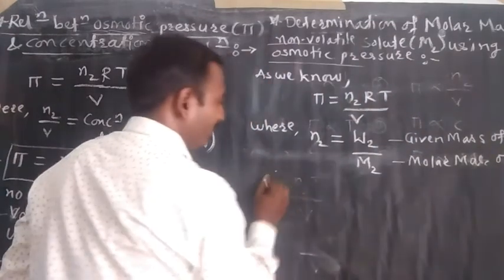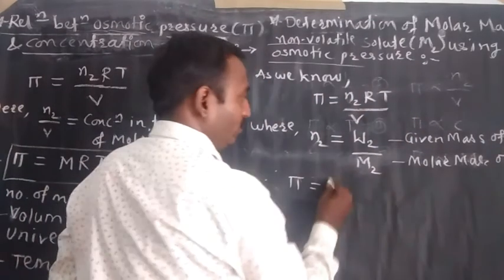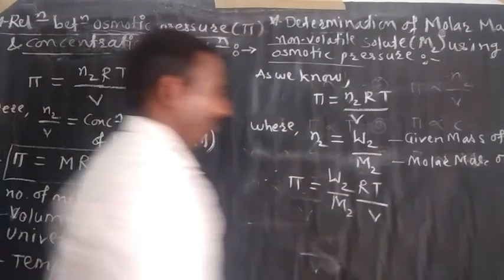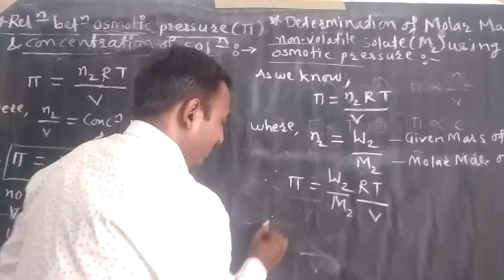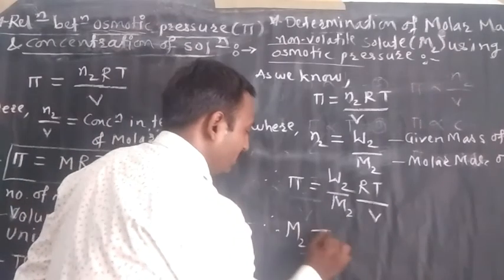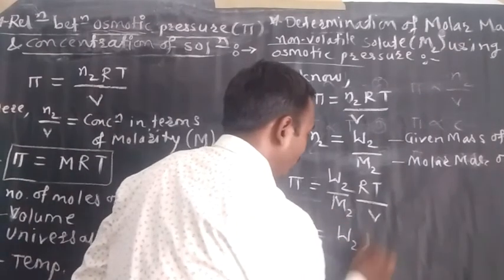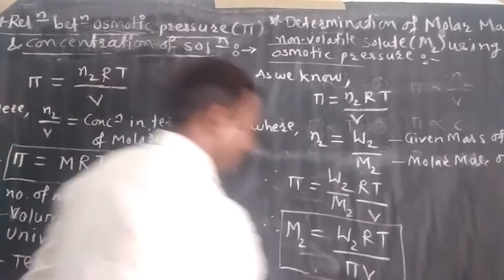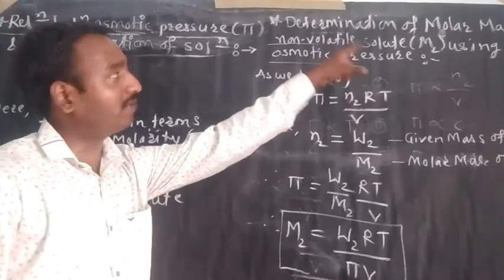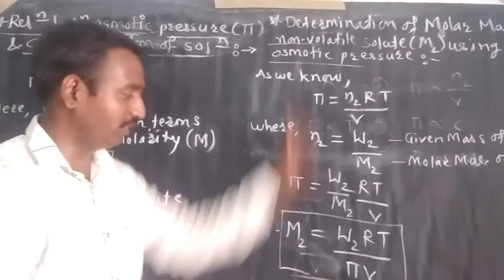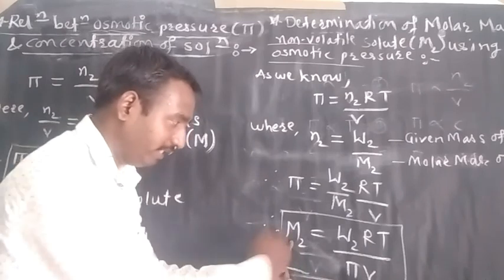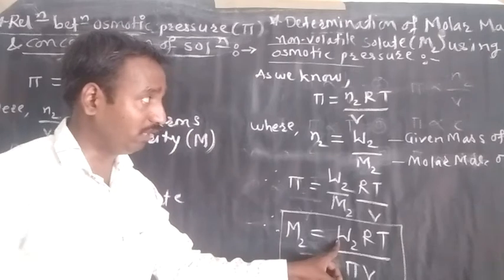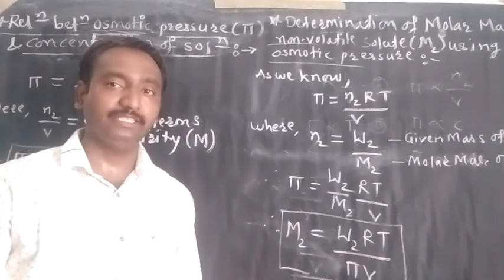So this equation will become pi is equal to, for n2 there is W2 upon M2, RT remains as it is upon V, and from this we can write it as M2 is equal to W2RT upon pi V, and this is nothing but the determination of a molar mass of the non-volatile solute using osmotic pressure. Here we can calculate M2 using osmotic pressure, volume, W2 that is the given mass of the non-volatile solute, R is the universal constant and T is the temperature.